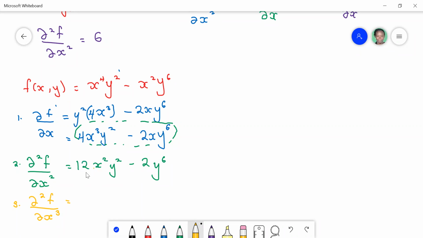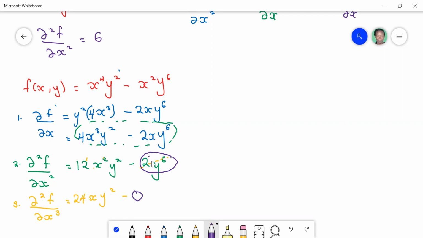differentiates with respect to x. So 2 multiplies this, you have 24x y squared, minus this. This is a constant. Don't forget, this is a constant. There is no component of x here. So if I'm differentiating a constant, that goes to 0.